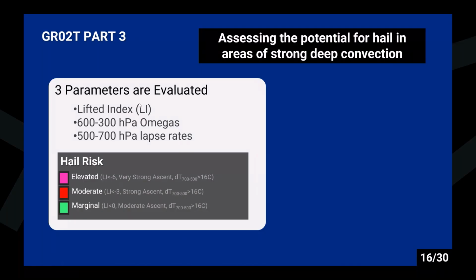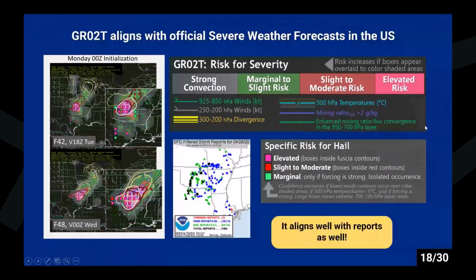So these are the things that we look at to establish these different boxes, and we start putting contours as well based on values of these 3 parameters. So the algorithm works pretty well generally. It aligns with official severe weather forecasts in the United States, which is encouraging. There's a lot of folks working with severe weather, very experienced folks in the US. So the fact that the algorithm aligns with their forecasts and the reports, it's encouraging. It works pretty well, particularly for the southern plains.